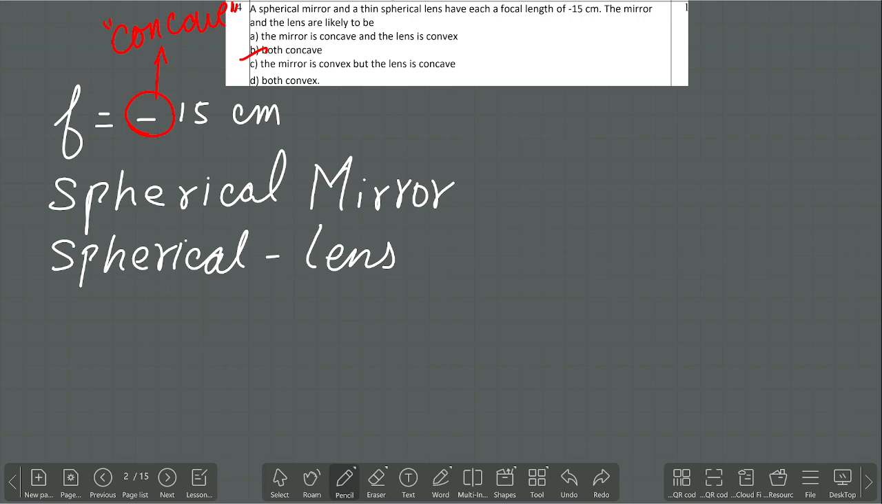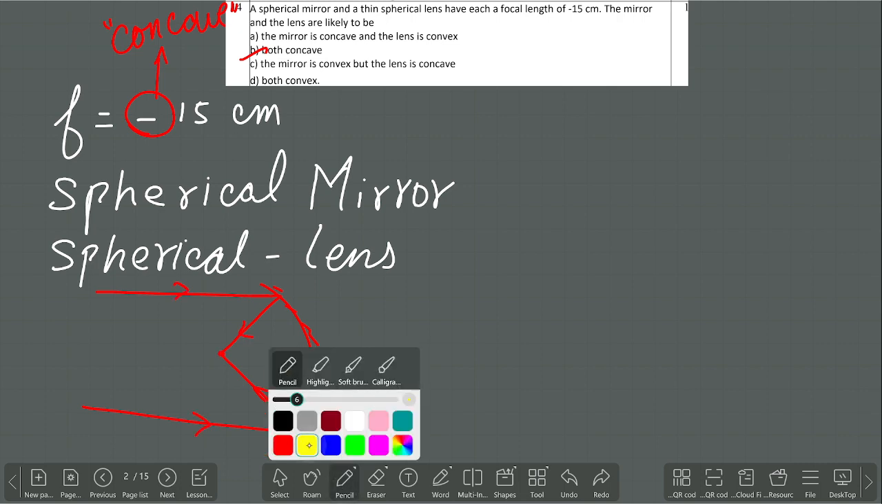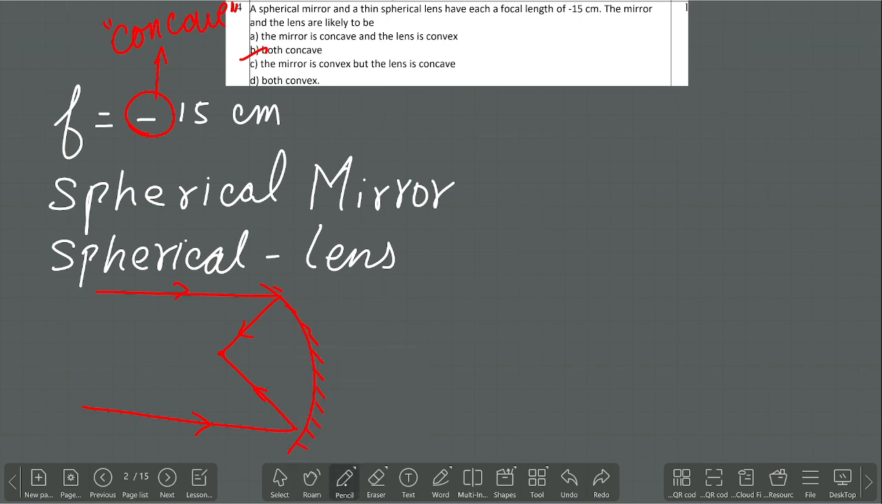The reason is, suppose you are taking a concave mirror. In order to determine the focal length, we take the incident rays coming from infinity. After reflection, the reflected rays will meet at one specific point, and that point we call the focus. The distance between the pole and the focus is called the focal length. From the pole, it is located on the left hand side. Since it is located on the left hand side, it is going to be negative.